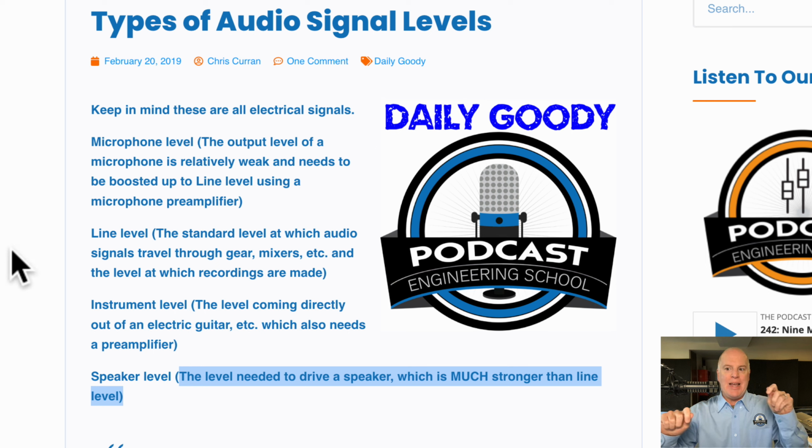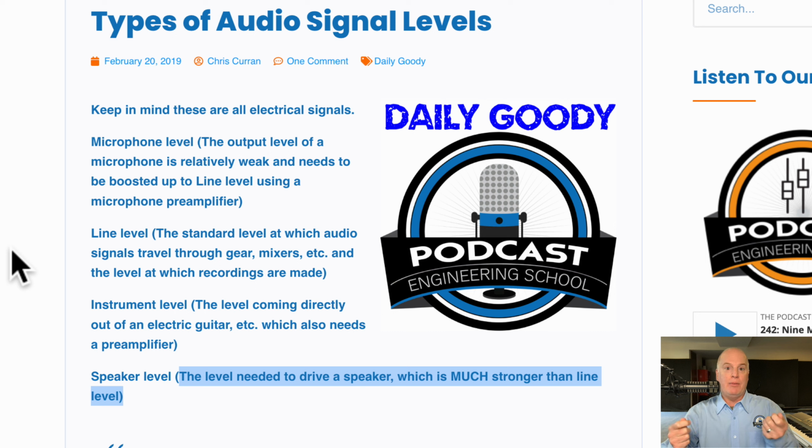The audio needs to be amplified so it can drive the speakers or drive the little speakers in your headphones, because that's what's in your headphones, right? Mini speakers, right? So those speakers need to be driven with power, and they need a more powerful signal than line level. So we call that speaker level. I don't know if there's another technical term for it, but that's what it is.